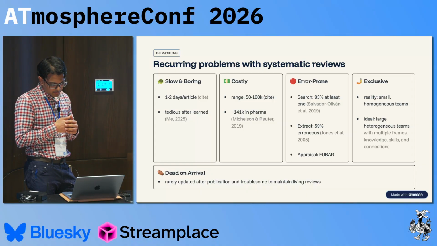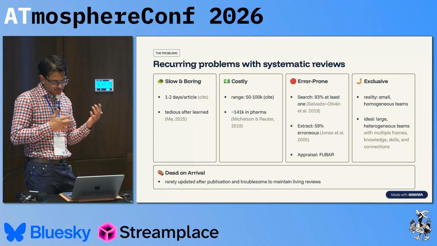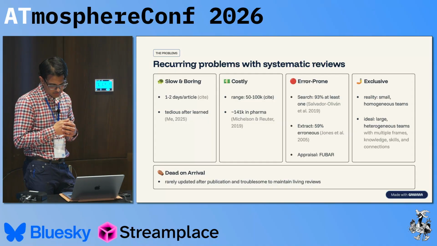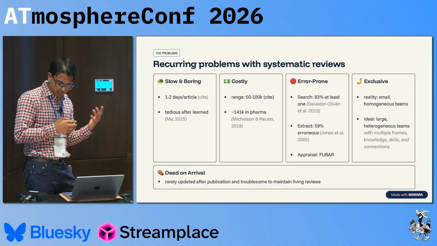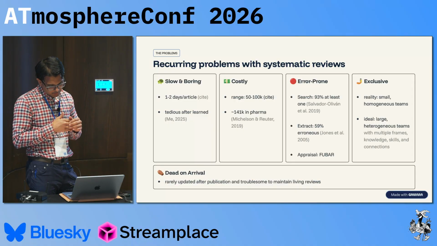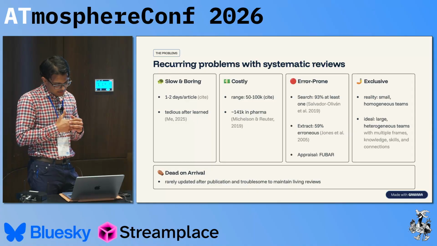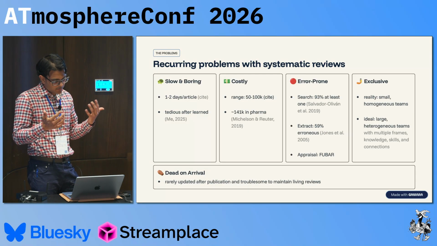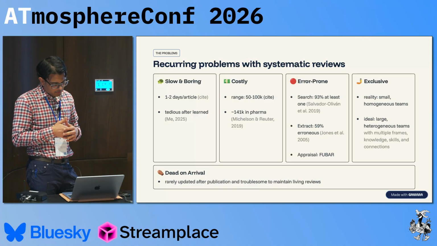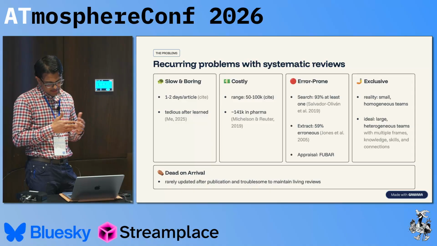And there are also a number of other problems, like you use very often small homogeneous teams, which limits the quality of your systematic review. Ideally, you use very large heterogeneous teams, so they could get through the work more quickly, tackle the problem from multiple frames, using different kinds of knowledge, different kinds of skills, and use different connections to make sure you have a really great product at the end of it. And even more problematically, many of these systematic reviews, because they take so long, are dead upon arrival. They're rarely updated after publication and very troublesome to maintain even when you have a fancy sort of living web page.